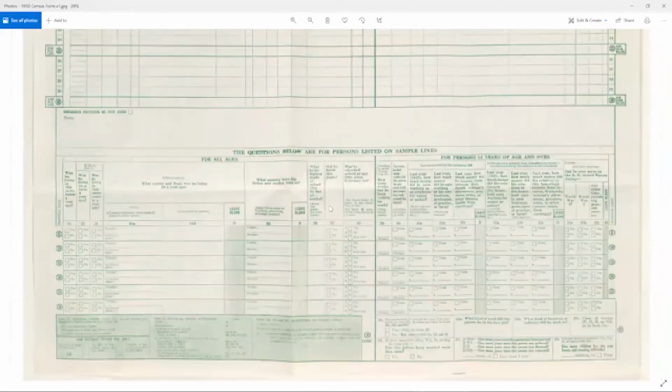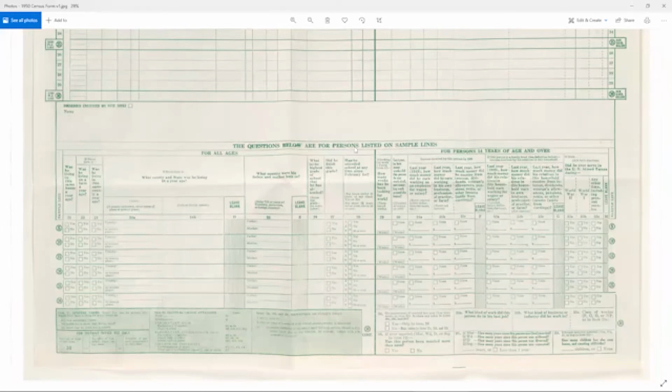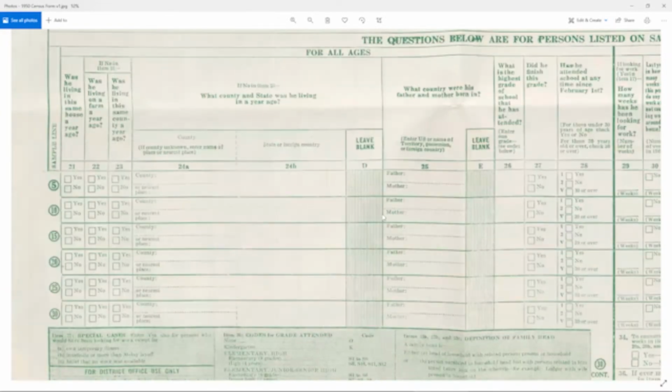I'm going to zoom out here just a teeny bit. Now we're going to get into these supplemental questions, and this is for the people who are on those lines. We saw those squared and circle numbers, and you'll see them repeated here as the circles. Again, it's broken down into a section for all ages and then for persons 14 years of age and over. So let's zoom in and look at this first batch here for all ages.